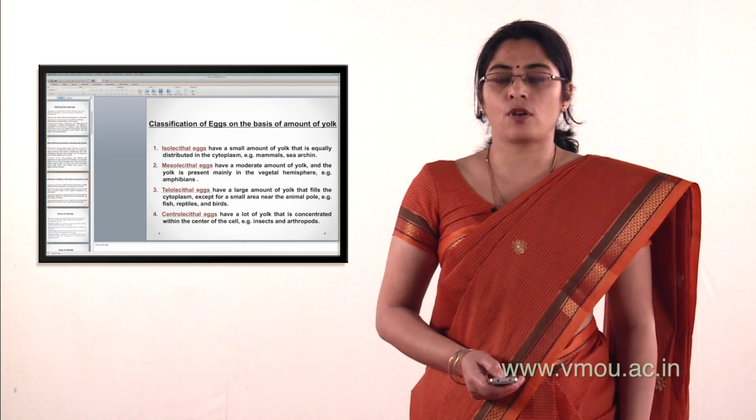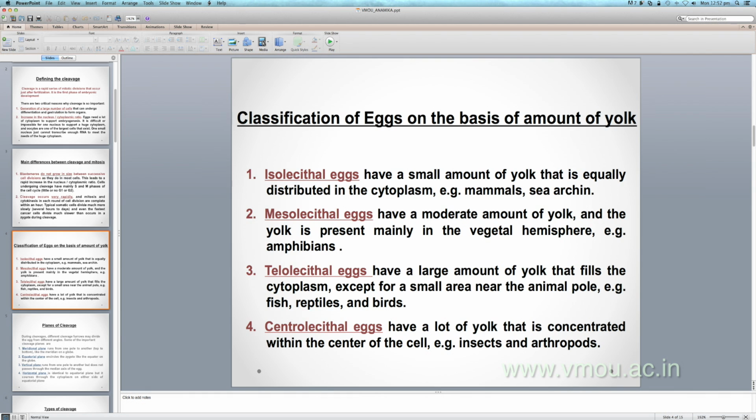Classification of eggs on the basis of amount of yolk. First, isolecithal eggs. These have a small amount of yolk that is equally distributed in the cytoplasm. Examples are mammals and sea urchins.